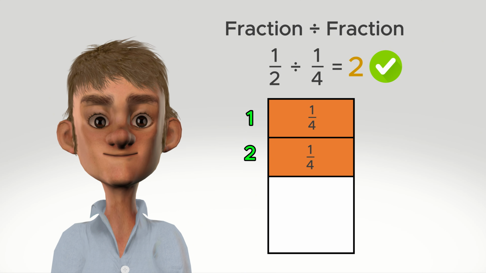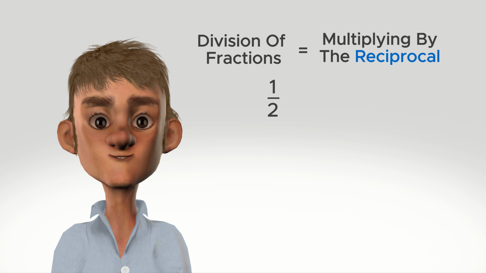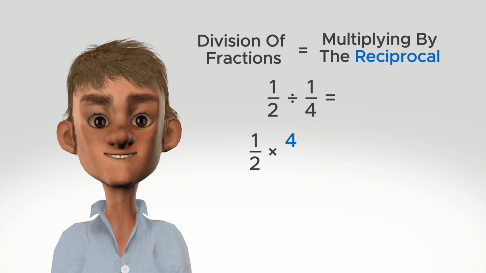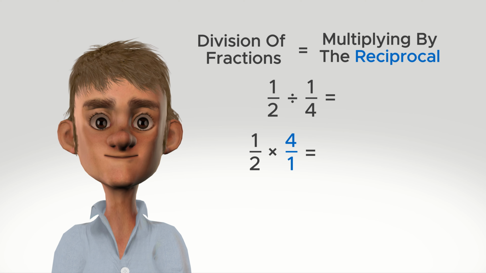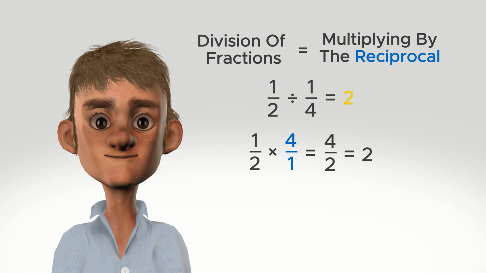This is why we say division of fractions equals multiplying by the reciprocal. 1/2 divided by 1/4 equals 1/2 times 4 over 1 equals 4 over 2. And 4 divided by 2 is equal to 2.